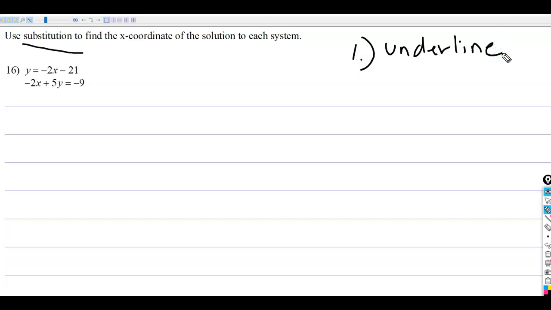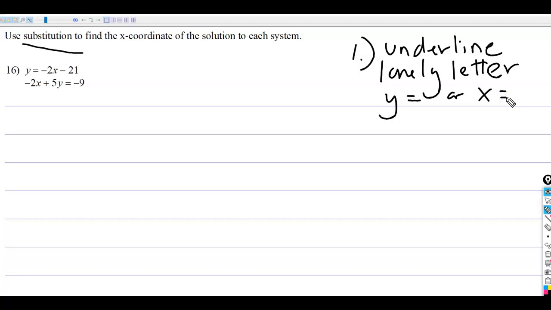Underline the lonely letter is what I call it. The letter that's all by itself. It's the one that says y equals or x equals. So where is it at? Right here. Y equals. So there's my lonely letter. Sometimes you'll have two of them, and in that case, just pick one and underline it.